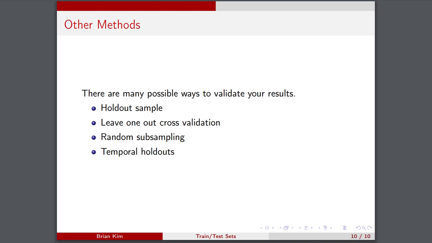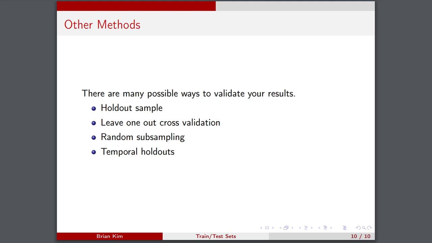Right? So, I just described cross-validation. That's a very popular one that's used a lot. There's a lot of other ways to do this, though. The holdout sample that I was talking about is a more primitive version. Basically, you just hold out part of your data set. There's also leave one out cross-validation. This is an extreme version of this k-fold cross-validation that I was talking about.